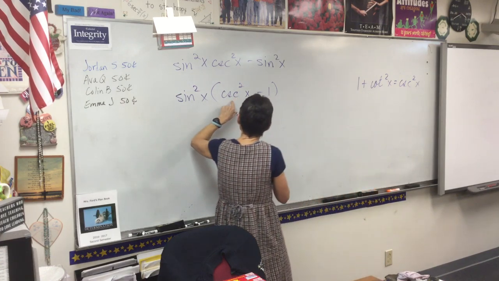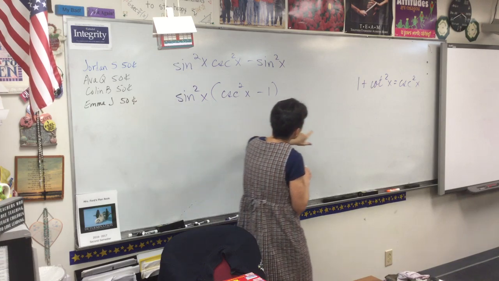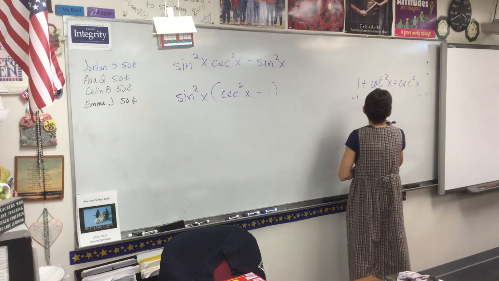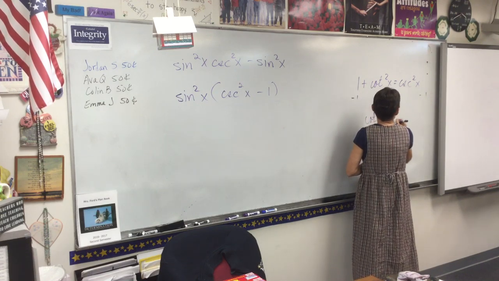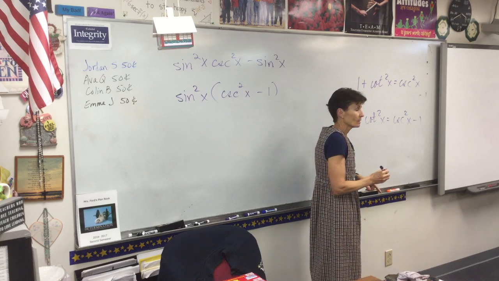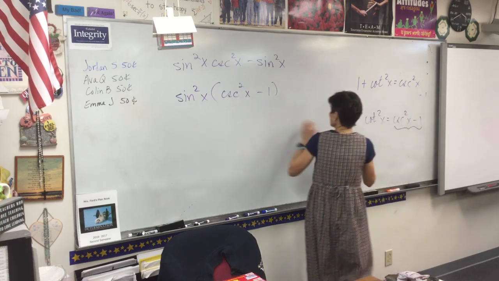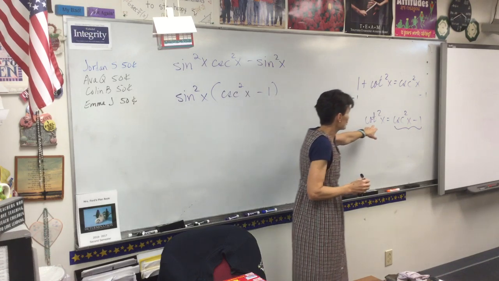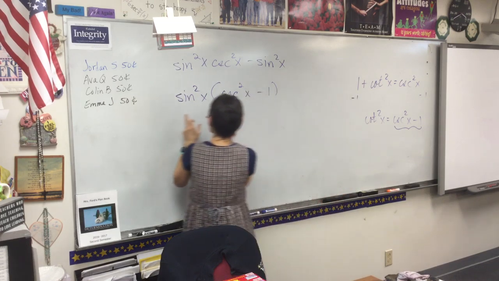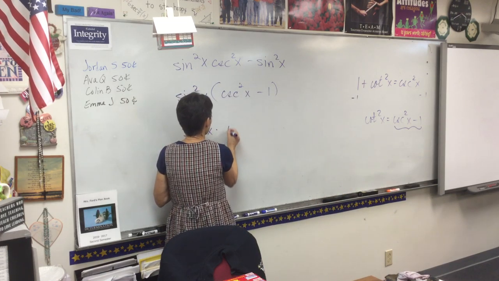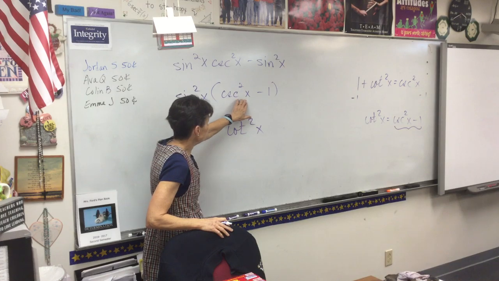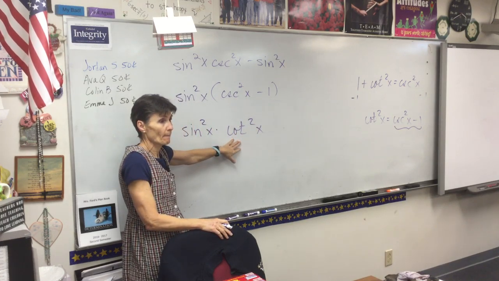Now, this says cosecant squared minus 1. So if I took this equation and subtracted 1, it would say this. Would you agree with that? Yes. So cosecant squared minus 1 is really just the same as cotangent squared. So sine squared times cotangent squared. Because this is just the same as cotangent squared.